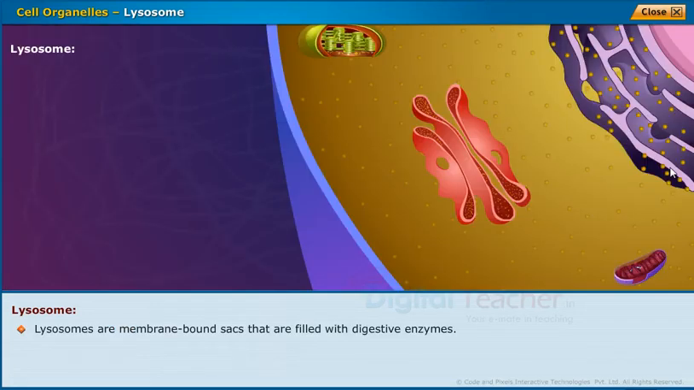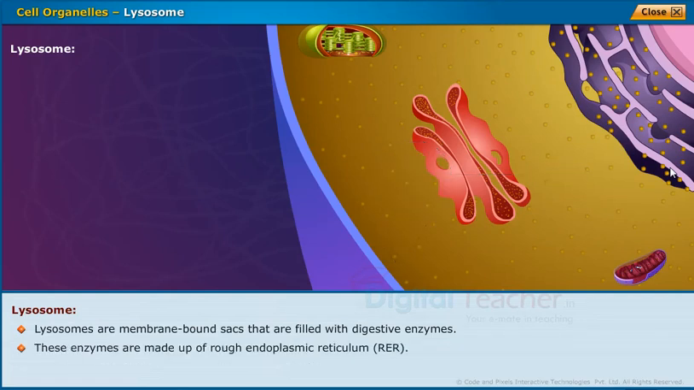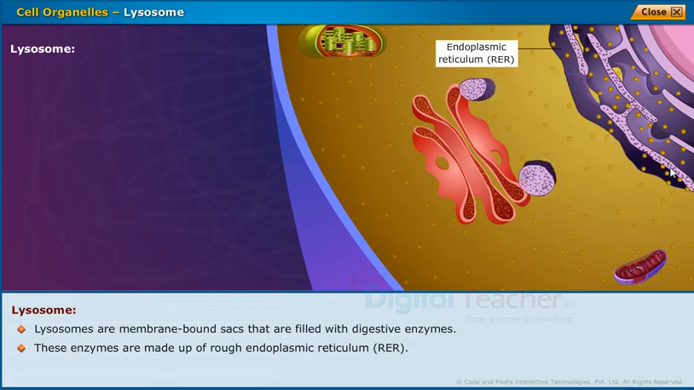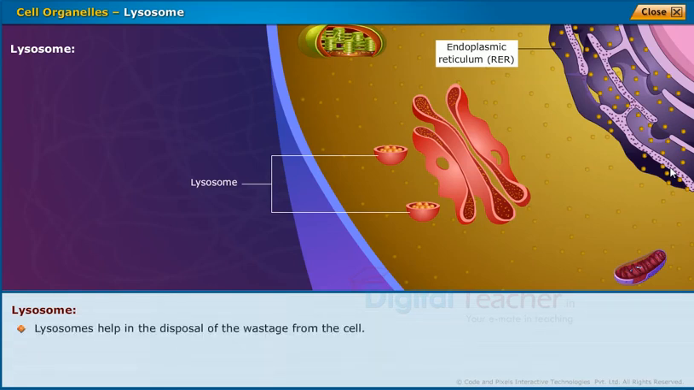Lysosome. Lysosomes are membrane-bound sacs that are filled with digestive enzymes. These enzymes are made up of rough endoplasmic reticulum, or ER. Lysosomes have a resistant covering membrane that protects the cell from digestive enzymes. Lysosomes help in the disposal of the wastage from the cell.